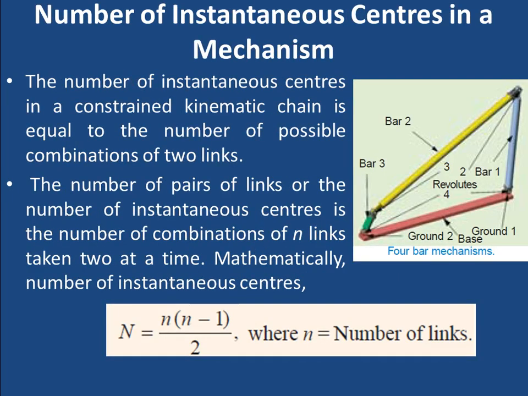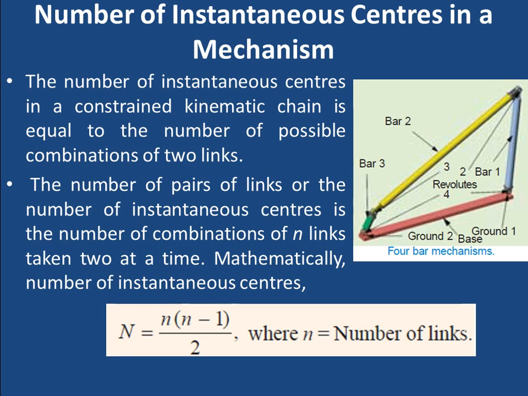Let us understand what this instantaneous center is. In any mechanism, there will be a number of links. For example, you can see a 4-bar mechanism here. Totally 4 bars are connected to get a 4-bar mechanism, and the number of instantaneous centers in a constrained kinematic chain is equal to the number of possible combinations of two links. The number of pairs of links, or the number of instantaneous centers, is nothing but the number of combinations of n links taken two at a time.